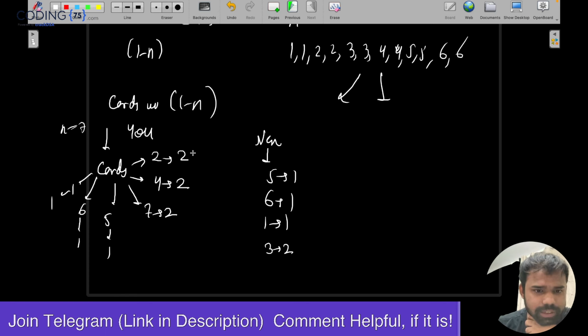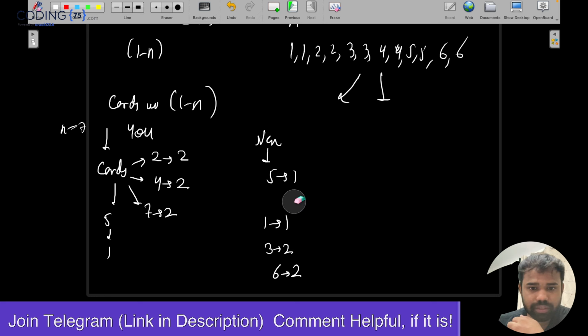Sorry, it has actually come out with extra cards. So now she will have two cards of 6 and two cards of 1. So you can see both have 7 cards, right? Both have 7 cards. That's the thing.